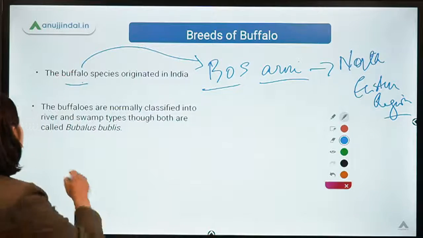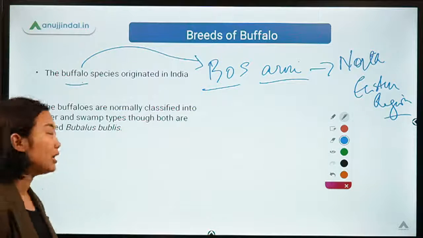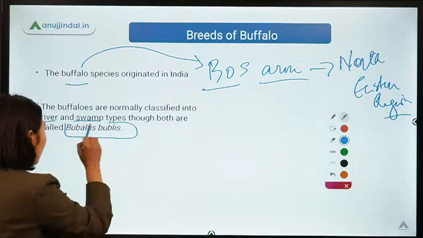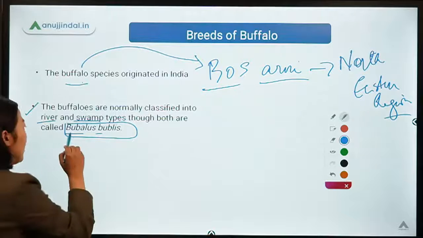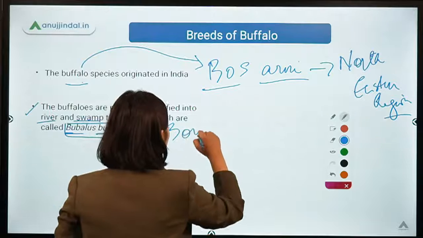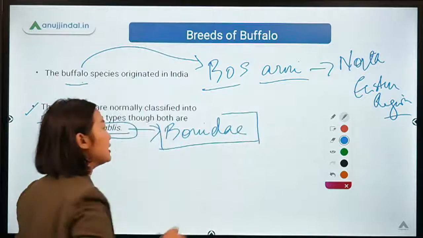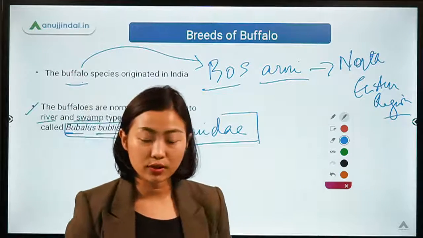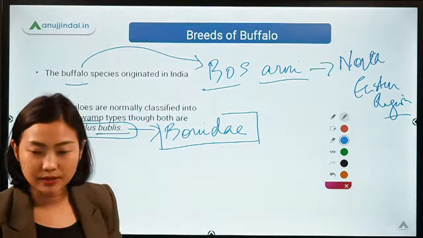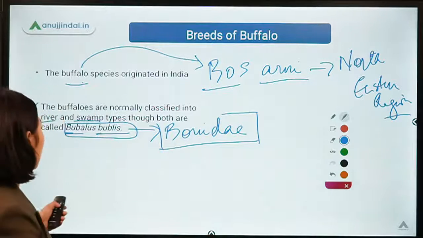Another thing you guys need to remember is that buffaloes found in India are normally classified into 2 types: the river and the swamp types. The scientific name of buffalo is Bubalus bubalis, and they belong to the family called Bovidae. This question also has come in a previous year question paper. So whenever you are studying cattle or poultry or any of that sort, try to remember the family to which these animals belong, along with their scientific names, and most importantly, the breed and its characteristics. This is very important.